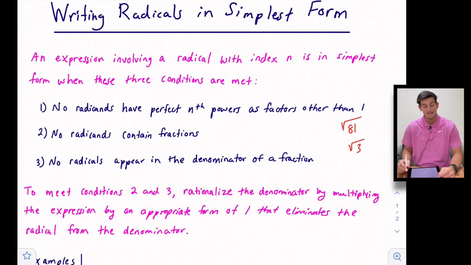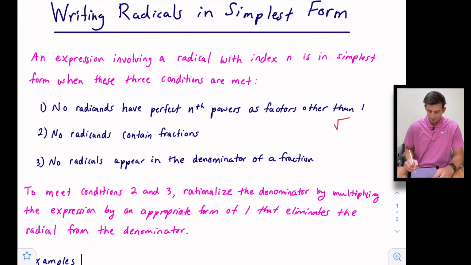Number two, no radicands contain fractions. If we look at our examples, if we had the square root of 1/4, we can't leave that. We would have to simplify that. And number three, no radicals appear in the denominator of a fraction. So we can't leave something like the square root of 2 divided by the square root of 3. We can't have a radical in the denominator.